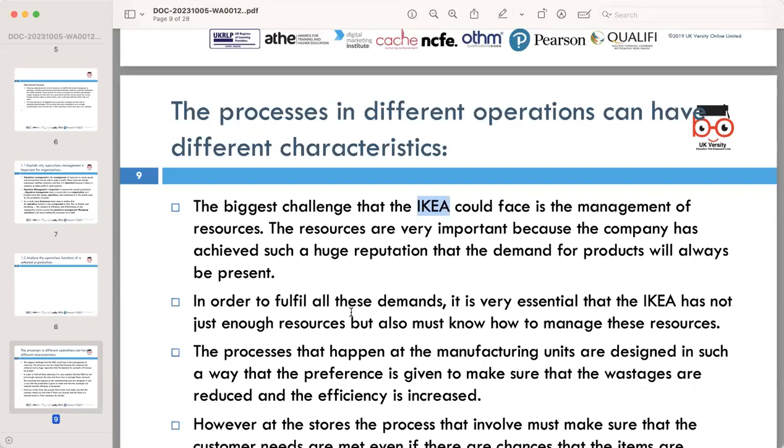Efficiency is of utmost importance in the manufacturing process. The dynamic shifts when we consider IKEA retail stores. The focus is primarily on ensuring that customer needs are met, even if it entails accepting product returns. This shift in focus suggests that the organization is willing to absorb losses and prioritize customer satisfaction over operational efficiency. This highlights that different operations within IKEA may exhibit different characteristics.